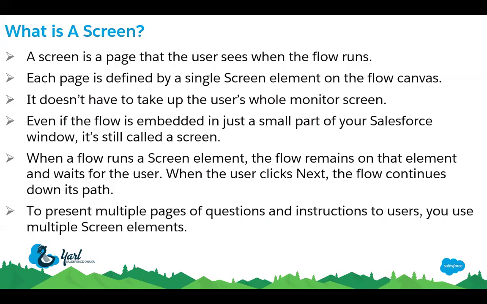When the flow runs a screen element, the flow remains on the element and waits for the user. So usually execution will be happening based on the logic, right? But here in screen flow, it will wait for the user action. So when the user does something, only then the next step will happen. If the user doesn't do anything, that will stay forever. To present multiple pages of questions and instructions to users, use multiple screen elements. As I mentioned, if you want to use multiple screens, you can do that as well.